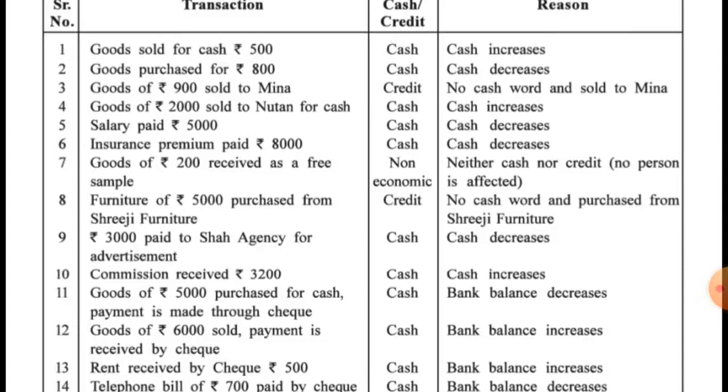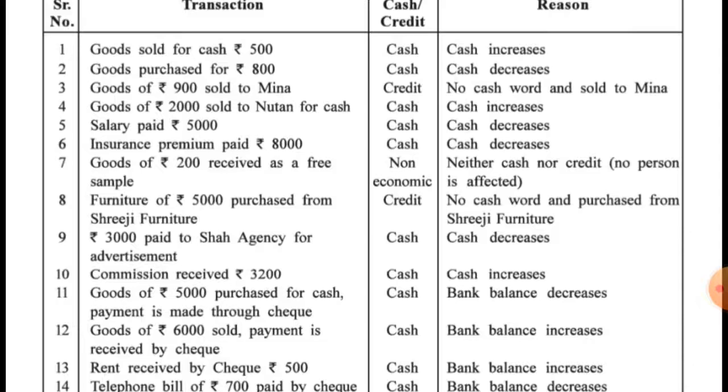Then afterwards, next transaction, 10th one, commission received rupees 3200. We have received commission, so the cash balance would increase, so it's a cash transaction. Next one, 11th, goods of rupees 5000 purchased for cash, payment is made through check.